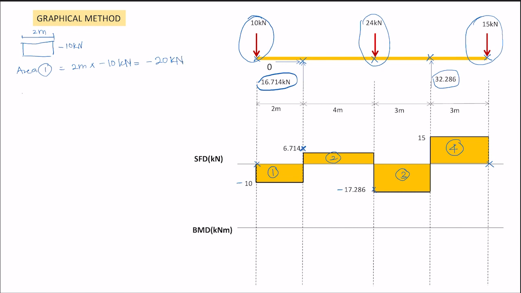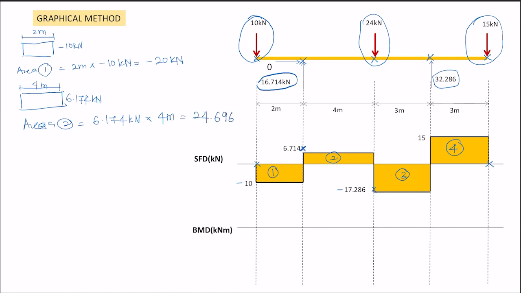For area 2, rectangle, it is positive 6.174 kilonewton and the width is 4 meter. Therefore, area 2 is equal to 6.174 kilonewton times 4 meter.